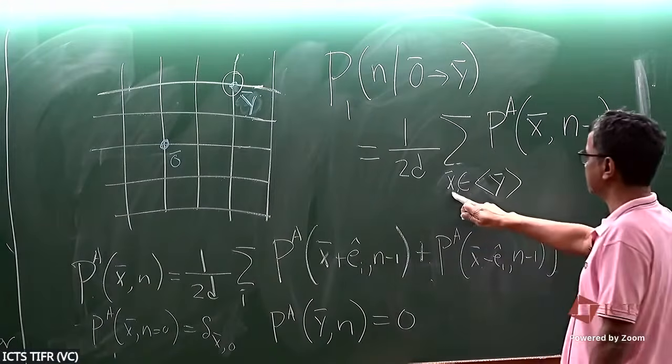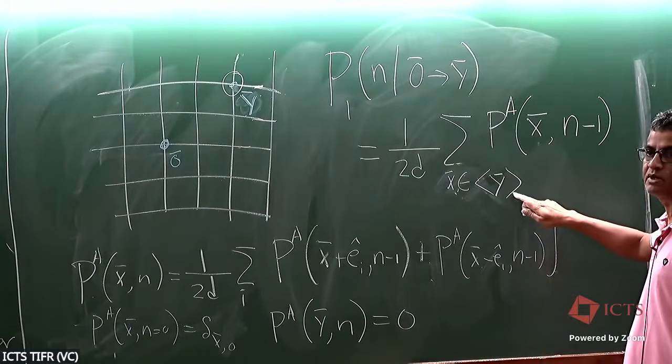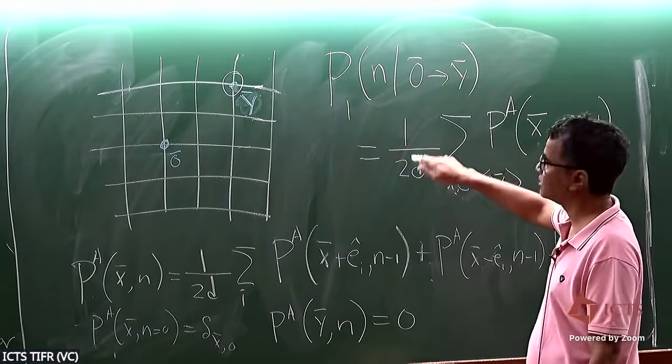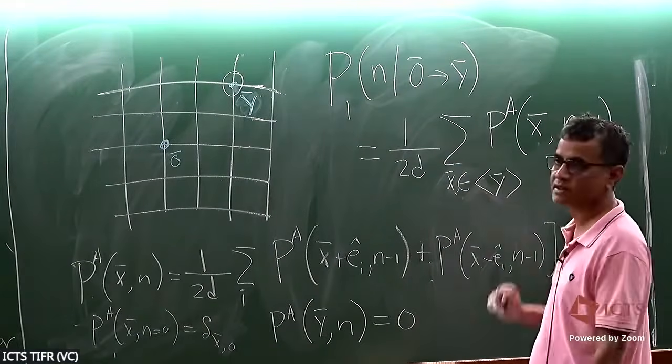So this means sum over all x's which are neighbors of y. And from each neighbor, the probability of hopping is this, right? So this is the formula.